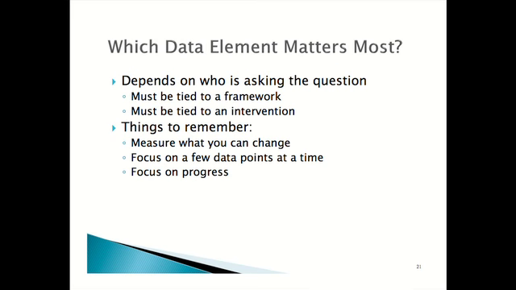So as you're thinking about this, what matters most depends on the context, depends on who's asking the question, what data they need. I would just encourage you to measure what you can change, focus on a few data points at a time, and focus on progress. And measuring what you can change, measure what you want to change, make sure you have that buy-in and you're focusing on the right pieces of data. I'm going to just zoom through this because there are other examples. These are just some of the metrics that worked for CPS, probably pretty similar to what you guys are doing as well. And then get back to this bigger picture.